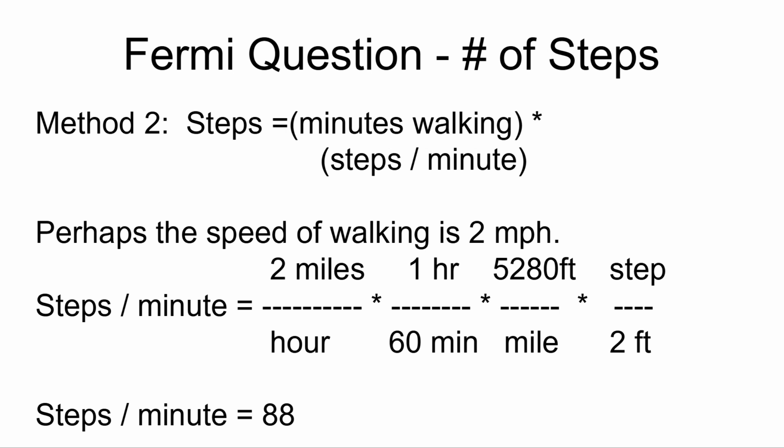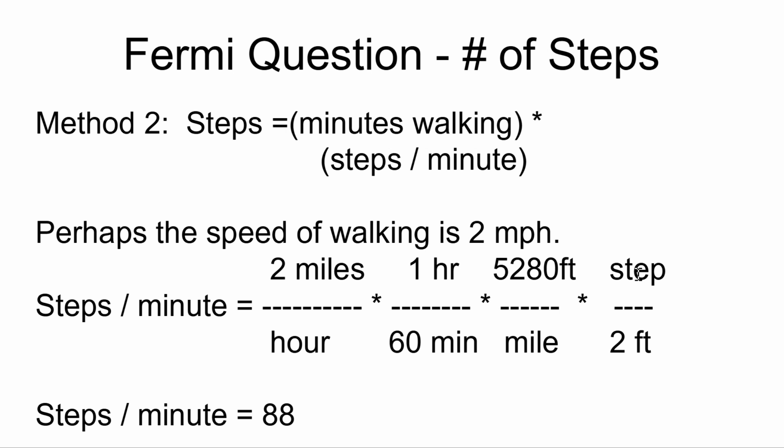The second method, I'm going to guess at how many minutes I walk in a year, and then the number of steps per minute that I take. I'm going to say my walking speed is 2 miles per hour. So 2 miles per hour, there's 60 minutes in an hour. So I'm canceling out the hours units here, paying attention to that. 5,280 feet in a mile. So I'm canceling out the miles units back here.